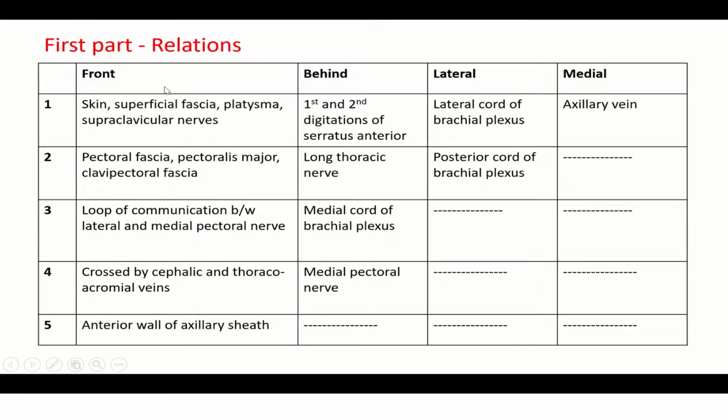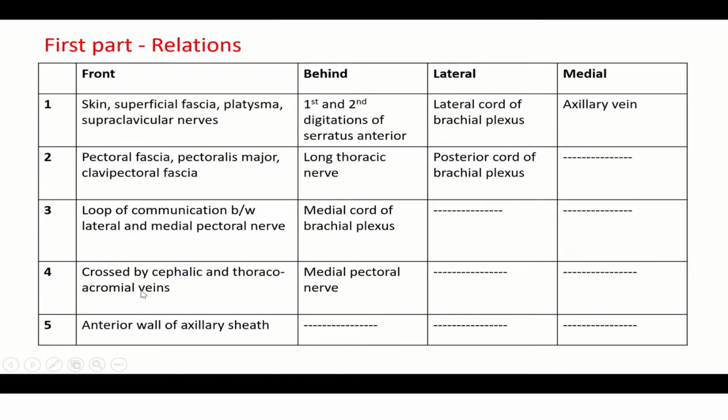If you see the relations in front: skin, superficial fascia, platysma, and supraclavicular nerves. Once we dissect these, we'll see the pectoralis major covered by pectoral fascia. And if we remove pectoralis major, we'll see the clavipectoral fascia. So in the first part, we cannot write pectoralis minor because pectoralis minor is lying in front of the second part. Then there will be a loop of communication between lateral and medial pectoral nerve.